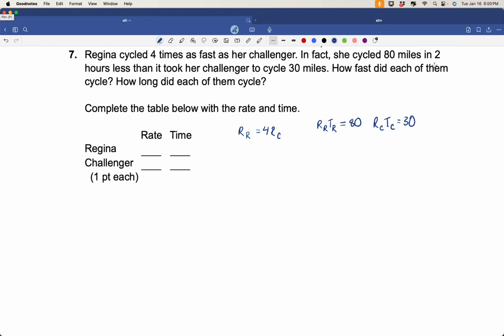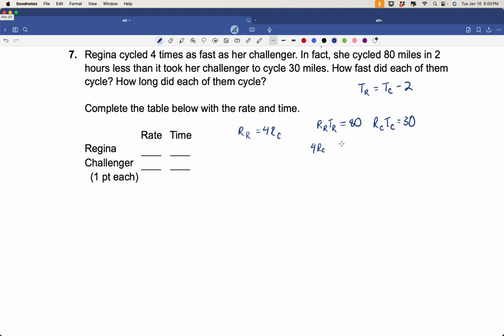Now let's look at the time. She did hers in 2 hours less. So the time of Regina is equal to the time of her challenger minus 2. Because she did her distance in 2 hours less than he did his distance. So there is our other substitution value. So we are going to use this one because we have a substitution value for RR and we have a substitution value for TR. So we're going to drop those in.